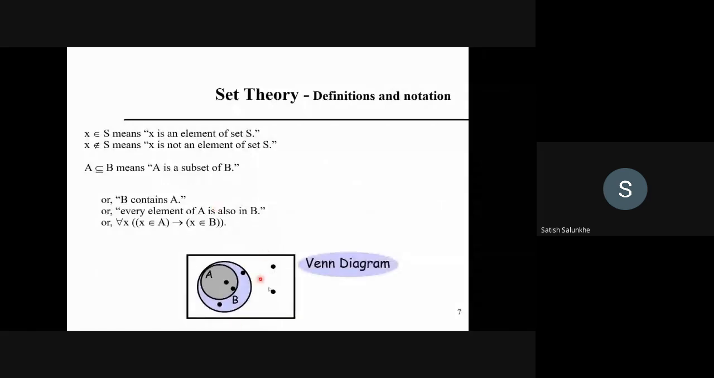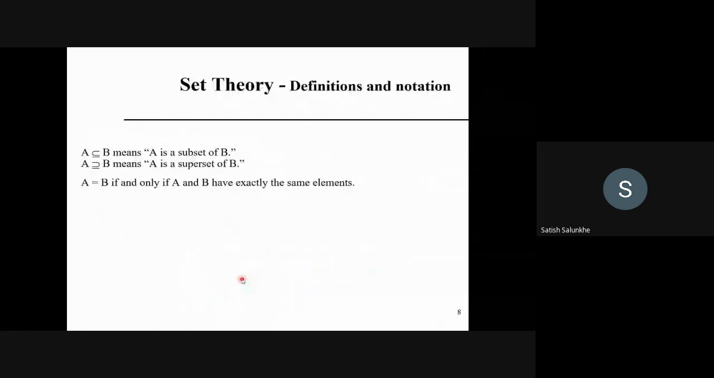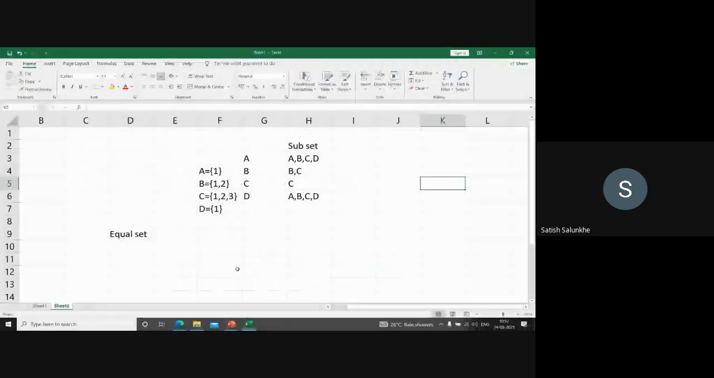This is a Venn diagram. This is immaterial at present. I will not talk about it. Okay, there is another concept that is called a proper subset.